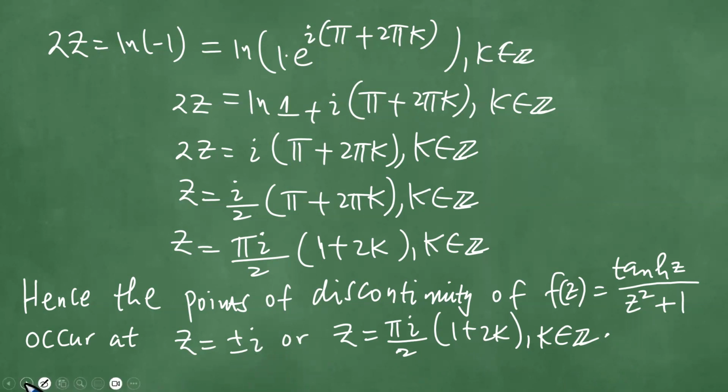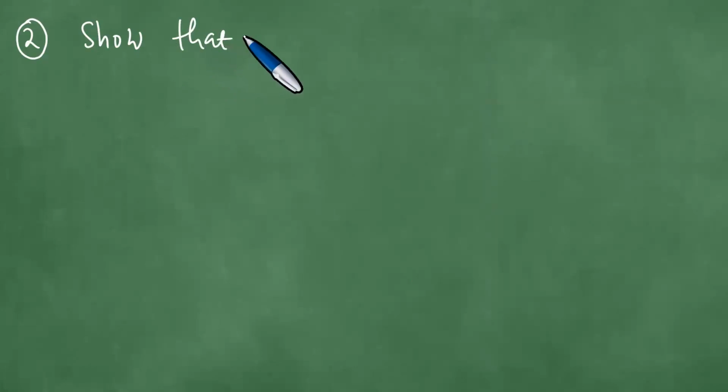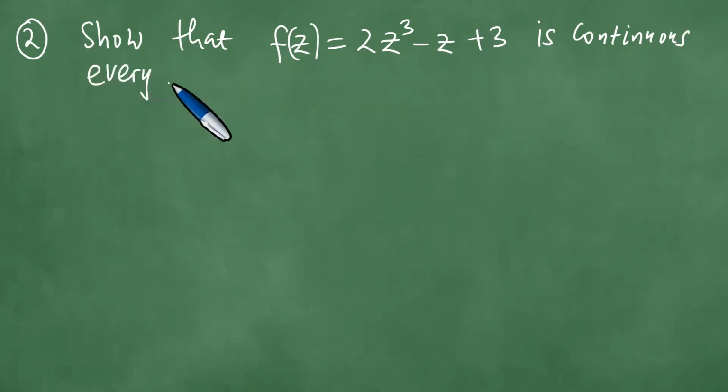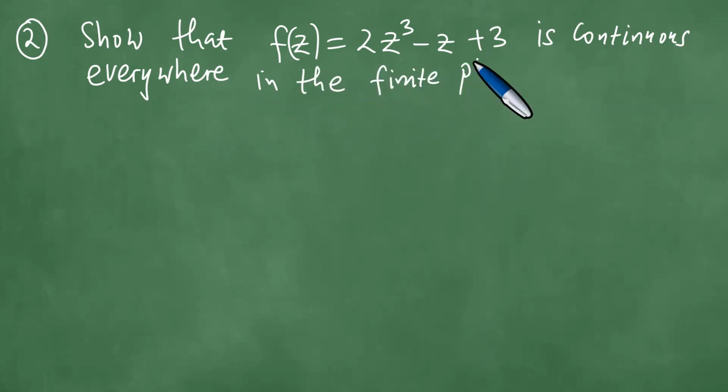So the next question is number 2, and number 2 says you need to show that f of z equals 2z cubed minus z plus 3 is continuous everywhere in the finite plane. So we solve this one.